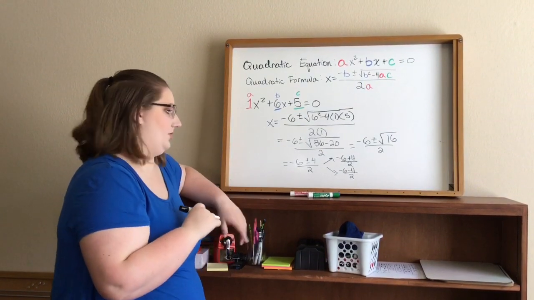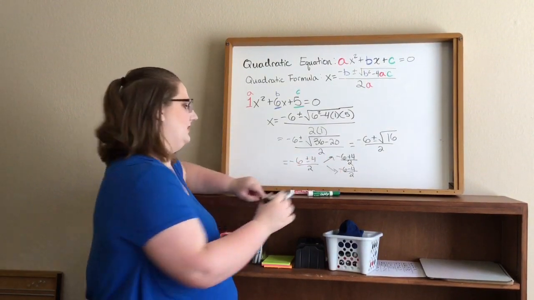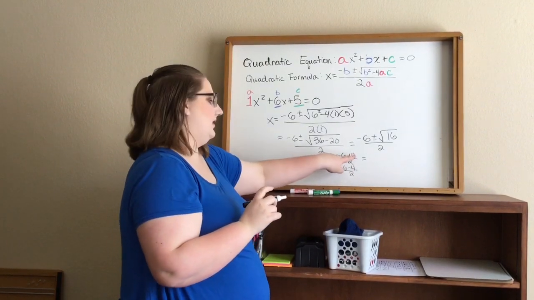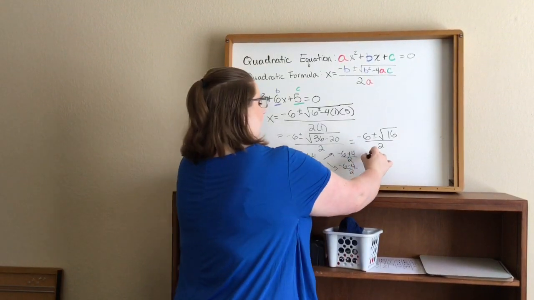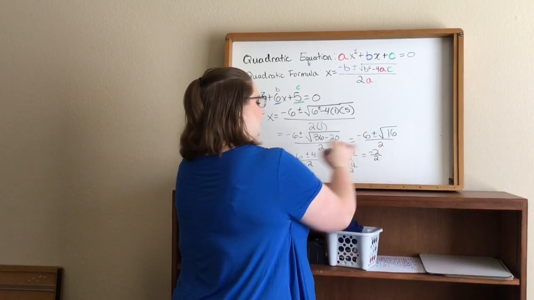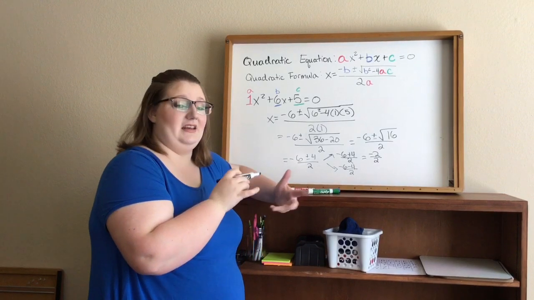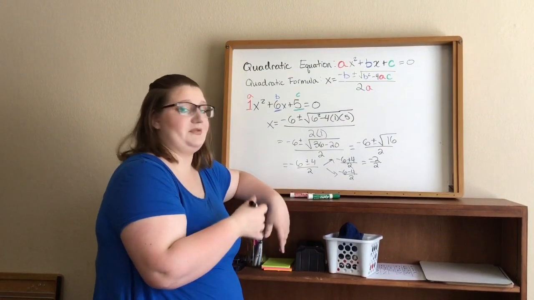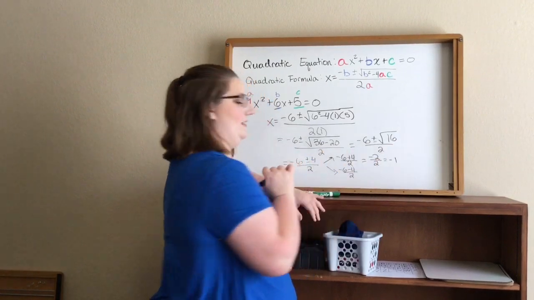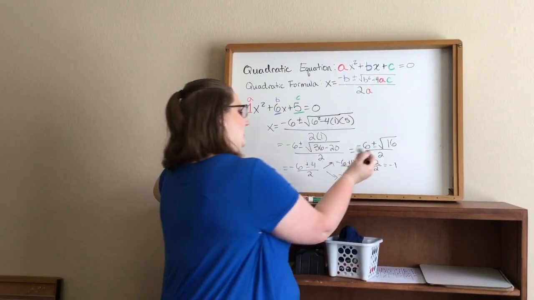Then we just have to go through and evaluate each of these. So starting with plus, negative 6 plus 4 is negative 2. And then we're still over 2, so negative 2 over 2. And then when we do negative 2 over 2, or we divide those numbers, negative 2 divided by 2 gives us negative 1. So that's one of our answers to this equation.